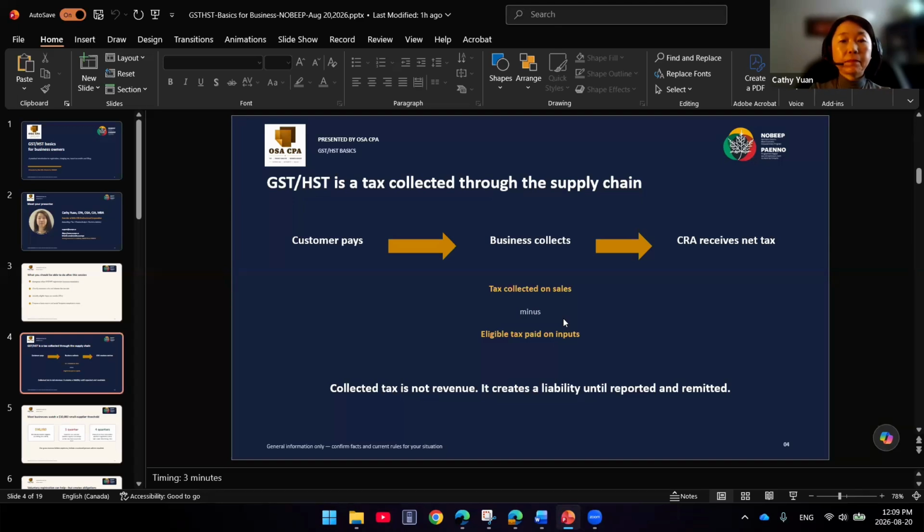That is to say, the tax collected is not revenue. Once we collect the tax, it is a liability we need to pay the CRA in the future. But we also pay tax, and we have the credit that can be netted from the tax collected.